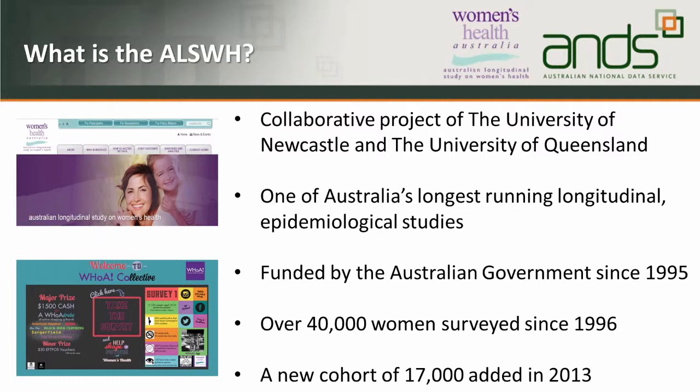Okay, so what is the ALSWH study? It's a collaborative project from the two universities of Newcastle and Queensland, and in fact the two universities are related to keeping the sensitive data, which I'll talk about briefly. It's one of Australia's longest running longitudinal epidemiological studies, going since 1996 and ongoing, and we hope to go further into the future. It's funded by the Australian government. We started off with over 40,000 women, and a few years ago we got a new cohort of 17,000 women, and I'll show you the four cohorts we work with.